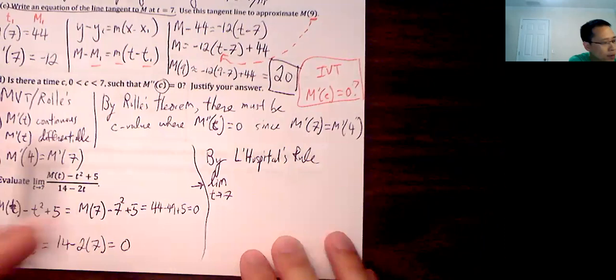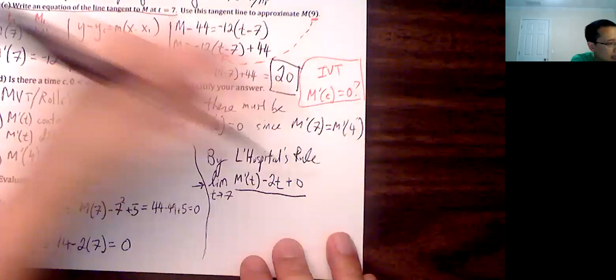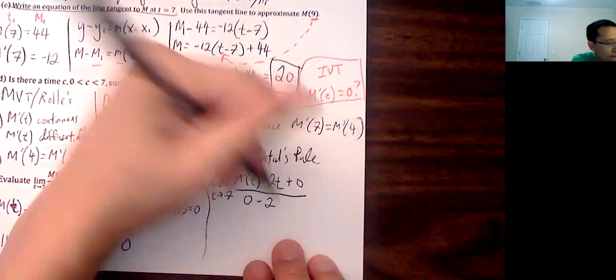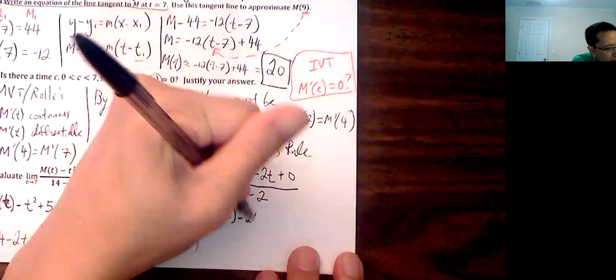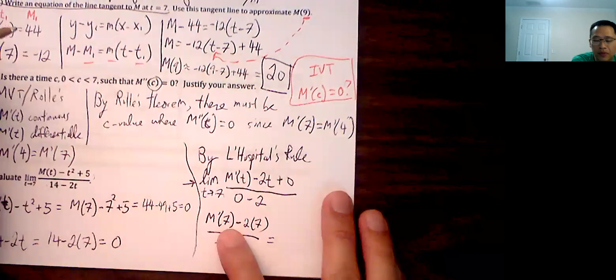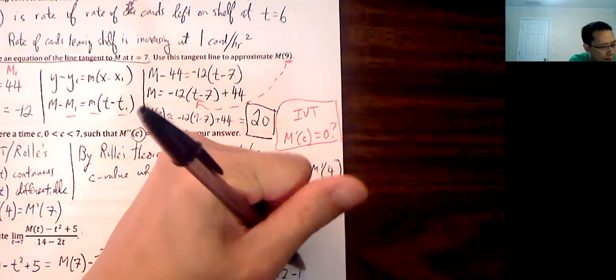So I'm going to jump directly into the derivative. M becomes M prime. T squared becomes minus 2T. 5 goes to 0. 14 goes to 0. And negative 2T becomes negative 2. We have our reduced expression. Now we're going to plug 7 in for all the T's. M prime of 7, we have that, right? M prime of 7 is just negative 12. So that's negative 26 over negative 2. And that gives us positive 13.